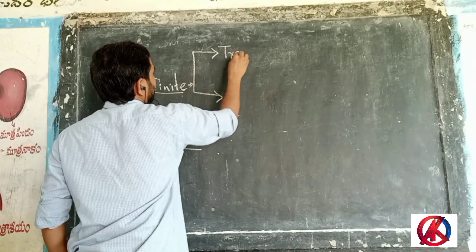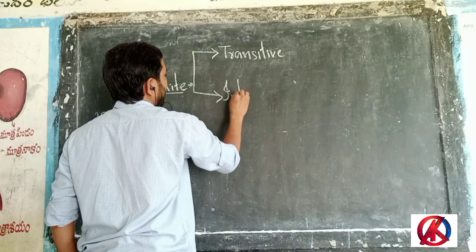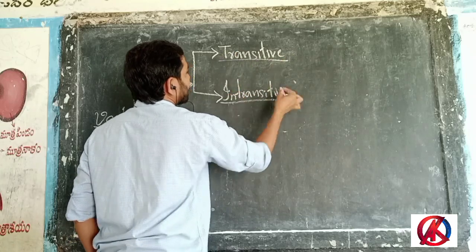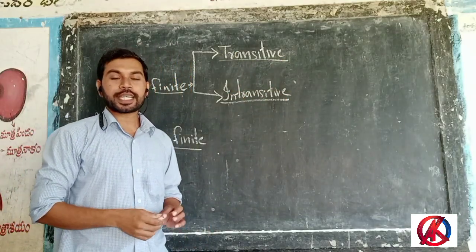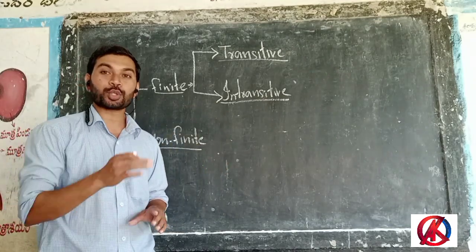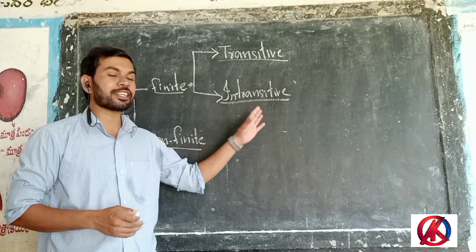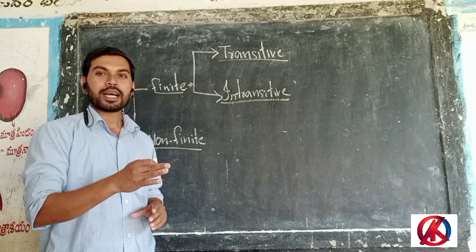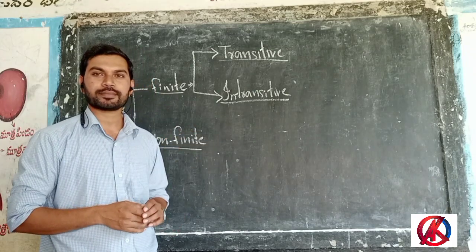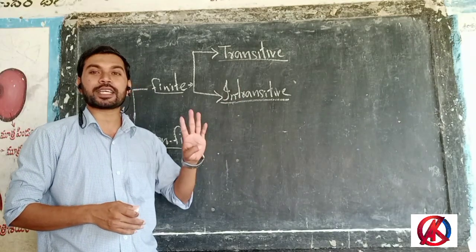The first one is transitive verb. What is transitive verb? Transitive verb is an action that has a direct object to receive it, whereas intransitive verb is a verb that has the action but doesn't have the direct object. Now transitive verb has been divided further into three types.